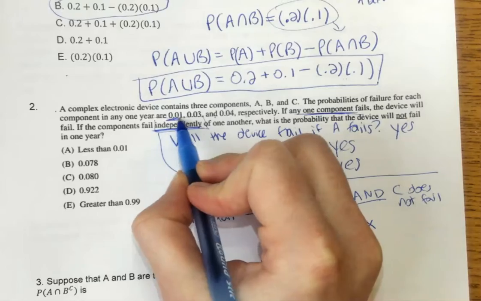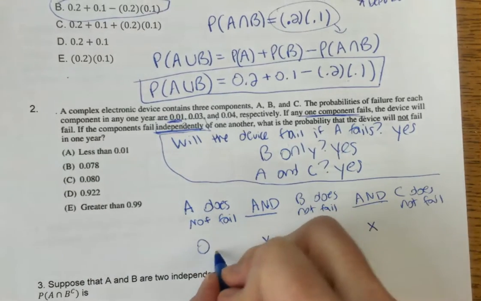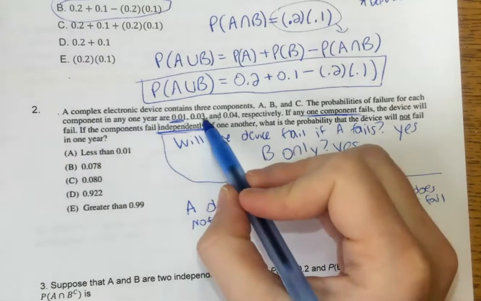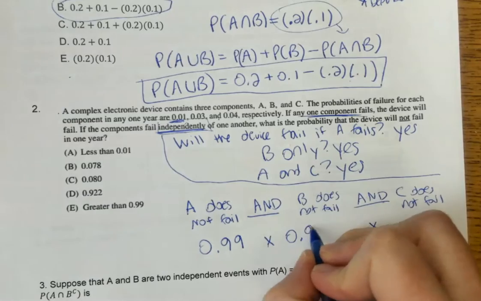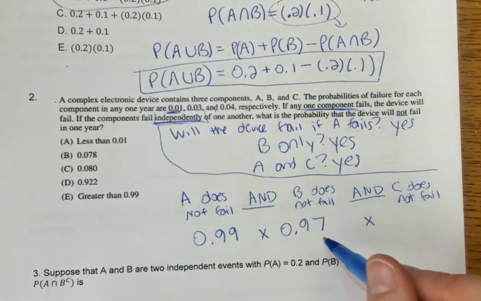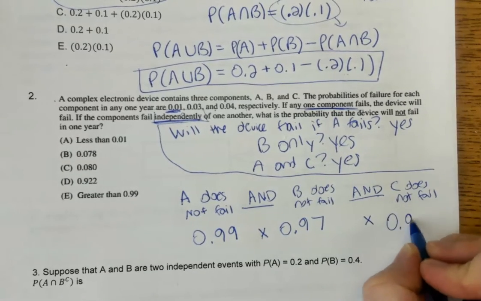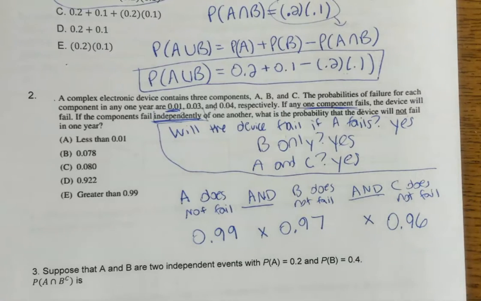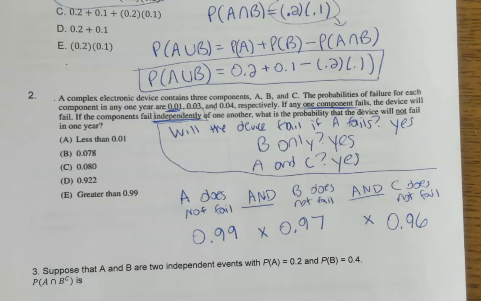So if the probability that A fails is 0.01, the probability of it not failing is 0.99. 0.03 is B failing, so we know 0.97 is not failing, because they need to add up to 1 since they're complements. And then what do you think about C? All right, for C, I hope you said 0.96. Now let's go ahead and multiply this out in Desmos to see what we get.